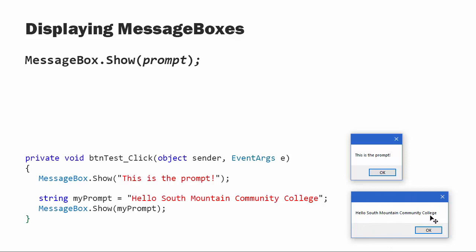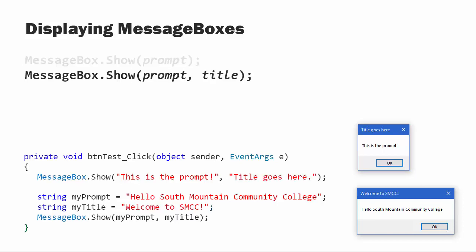Hello South Mountain Community College. Our dialog boxes by default will get a close X on them, but when you click OK, that would also close the dialog box. We can add a second argument to the MessageBox.Show statement inside the parentheses, and the second argument would be a title. That title is also a string.